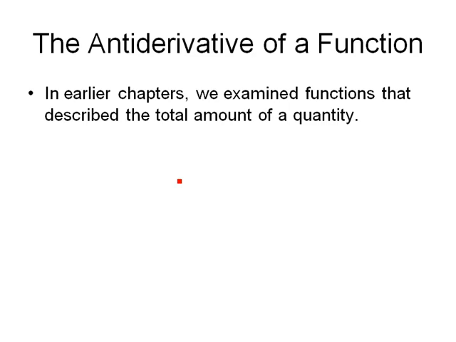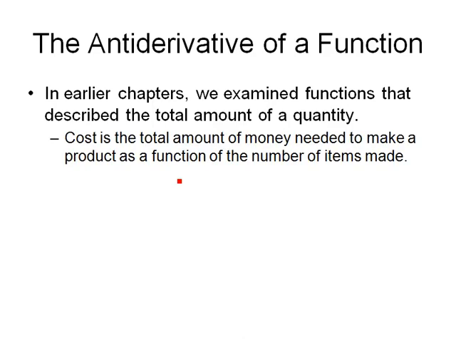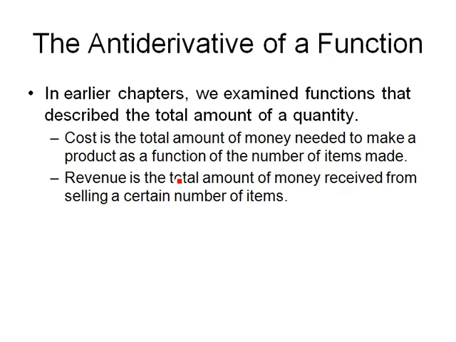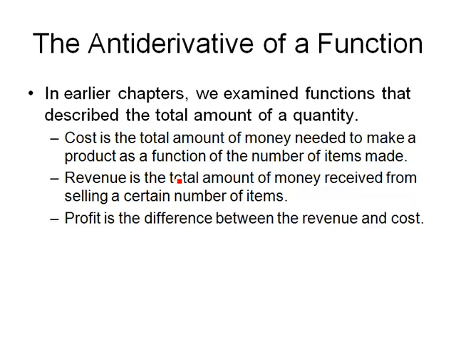In earlier chapters, we examined functions that describe the total amount of a quantity. Cost is the total amount of money needed to make a product as a function of the number of items made, and we denoted that by C of x. Revenue is the total amount of money received from selling a certain number of items, and we called that R of x. Profit was simply the difference between those.